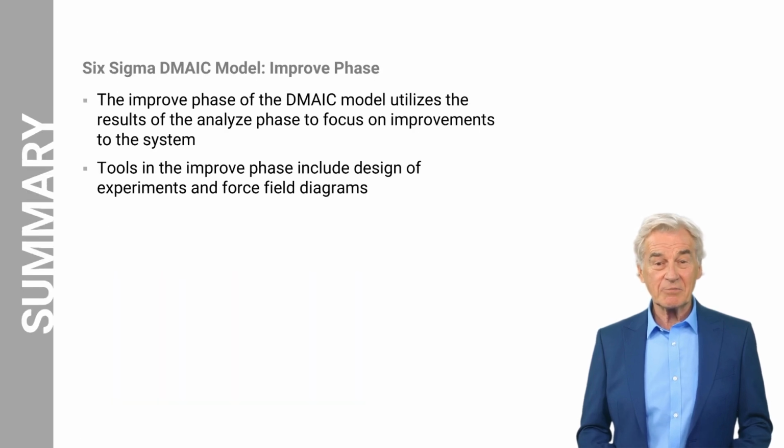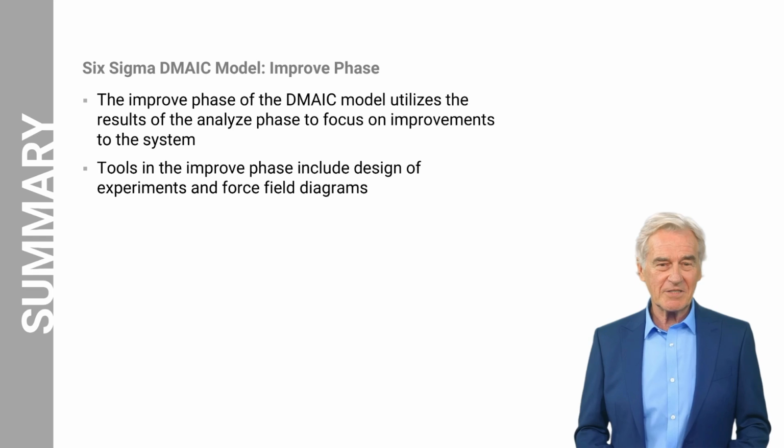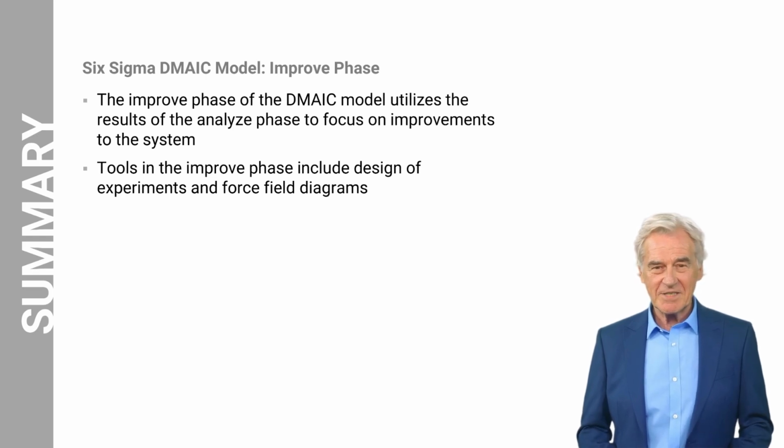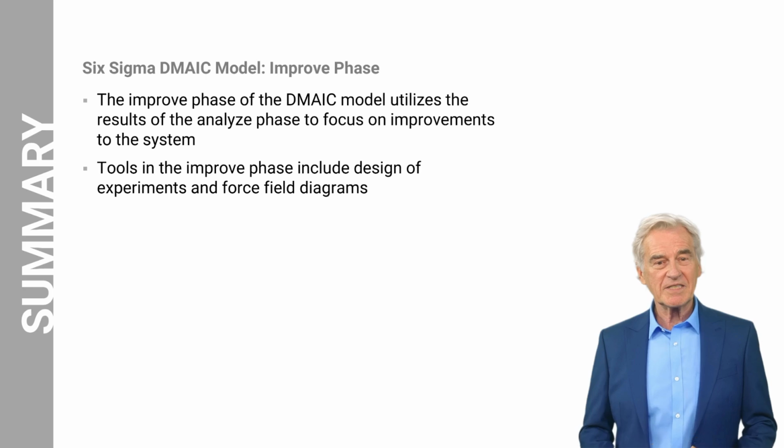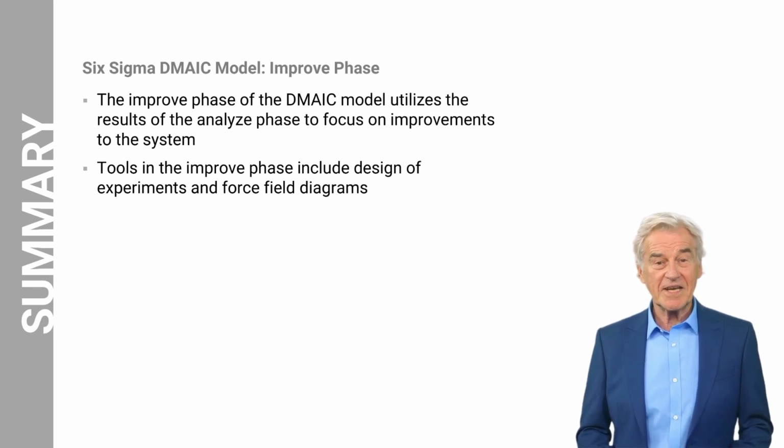In summary, the improve phase of the DMAIC model utilizes the results of the analyze phase to focus on improvements to the system. Tools in the improve phase include design of experiments and force field diagrams. Through the use of these tools, the team can come up with ways to improve the production process and can test to determine which improvement is most effective.